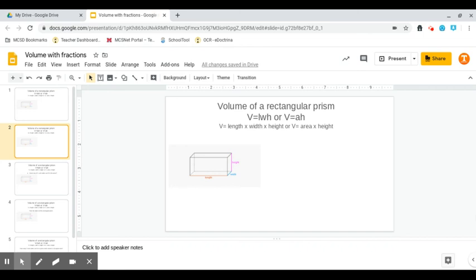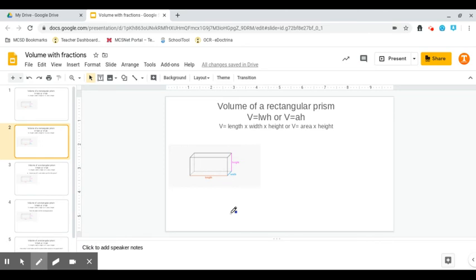All right, we're going to do a little bit of a review on volume of rectangular prisms. As you can see, the volume again is length times width times height. Or if they're given the area, which is the same as the length and the width, which is basically the bottom, you're just going to multiply that by h. So volume is length times width times height, or volume is the area of the base times how tall it is, the height.